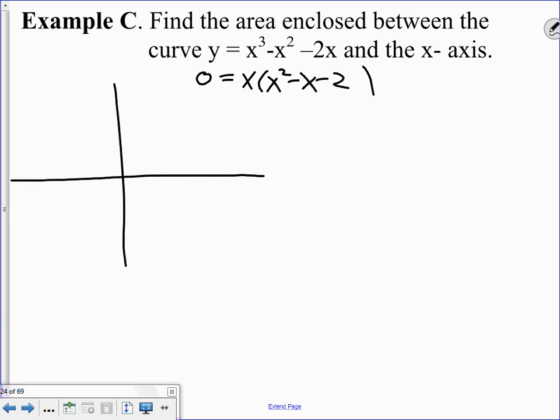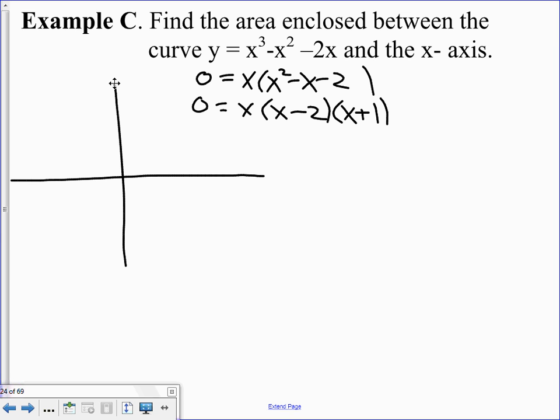Can we factor that anymore? Okay. So we can factor as x minus 2. What'd you say the other one was? x plus 1. Yeah, we write it as a product because if any of the factors equal 0, the product equals 0. So what are our zeros going to be? 0, 2, and negative 1.